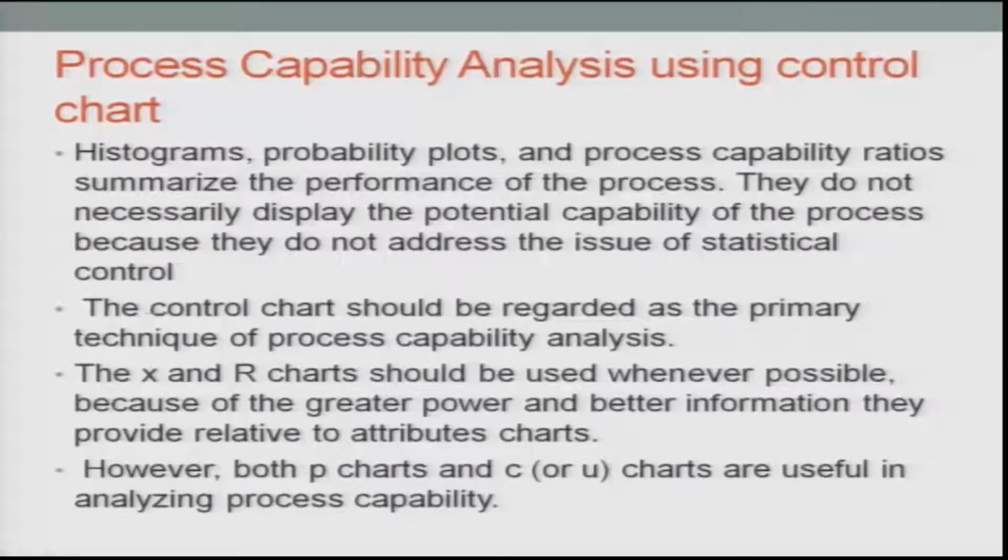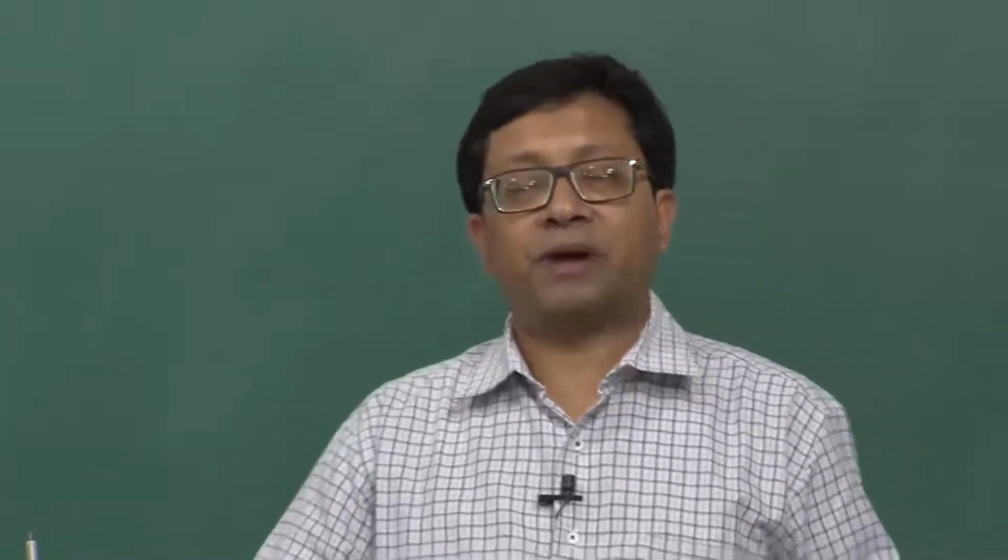The X bar and R chart should be used whenever possible, because of the greater power and the better information they provide, and the overall information which you get. However, both P, C or U charts are useful in analyzing process capability and trying to find out the proportion concept, which is an intrinsic part of, say for example, a go no go gauge or bad and good items and all these things.